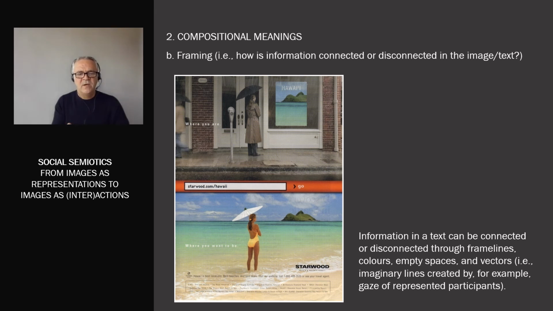So now pause the video and decide whether and how framing is working in your advertisement.